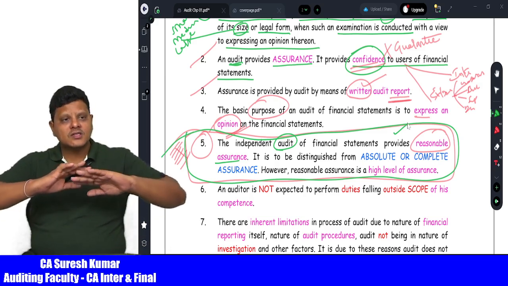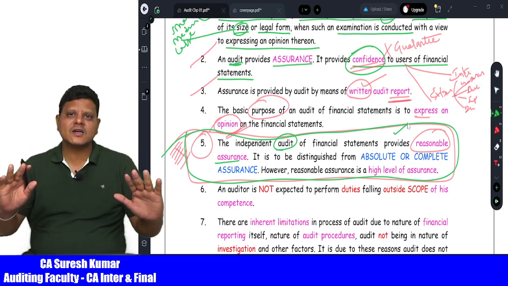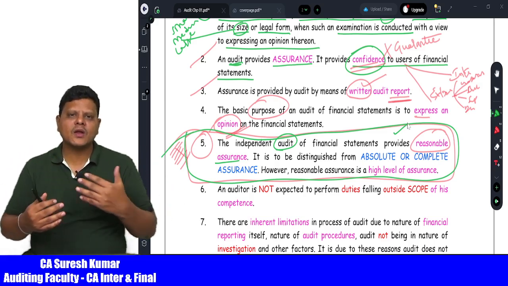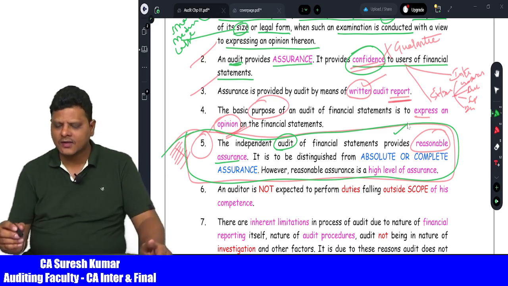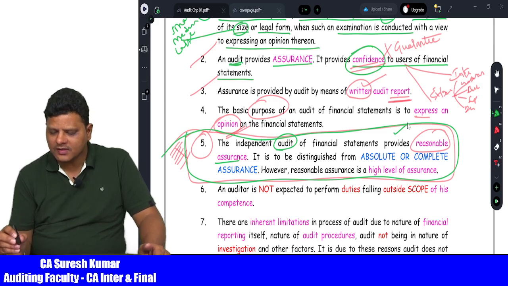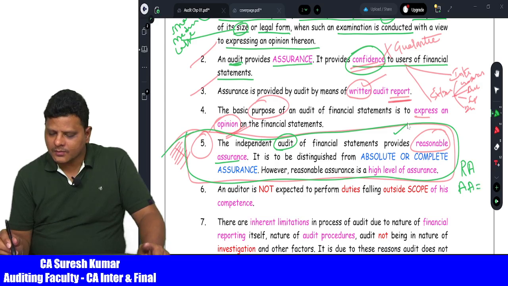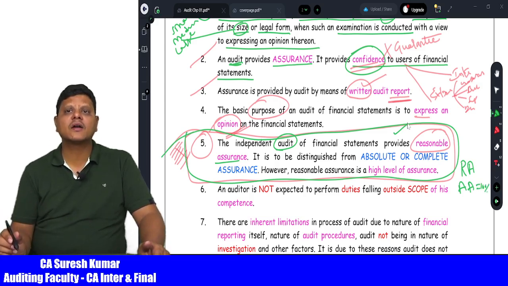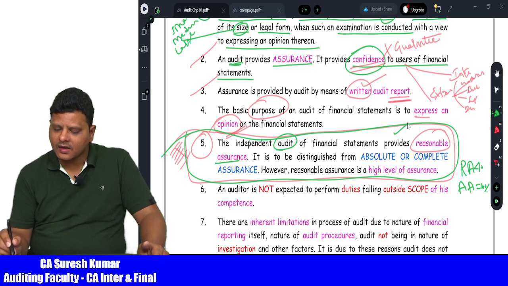How to distinguish this, how to differentiate this, how to understand this concept. Whenever in the auditing paper you are reading or writing for examination, you should understand two assurances majorly. One is reasonable assurance, the second one is absolute assurance. Absolute assurance means 100% assurance. Reasonable assurance means less than 100% assurance.